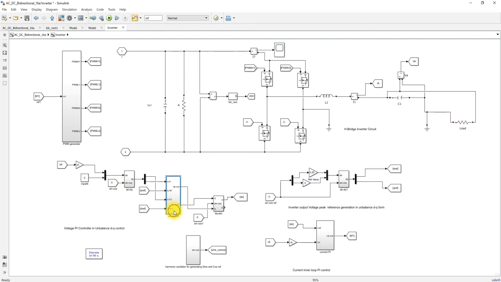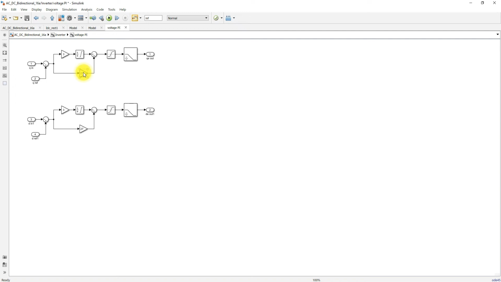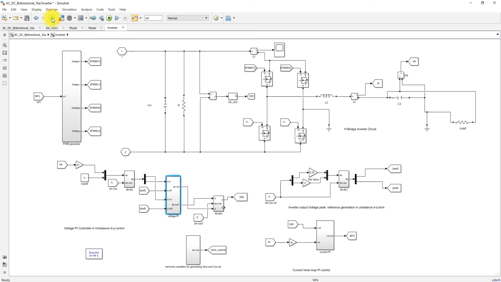After that, we process it via a PI controller. The actual q and actual d are compared with the q reference and d reference, and then processed via a PI controller, which generates the control signal in the form of d and q, and then it is converted into alpha-beta form. Here we take only the alpha quantity because of single phase, and that is considered as the reference current.